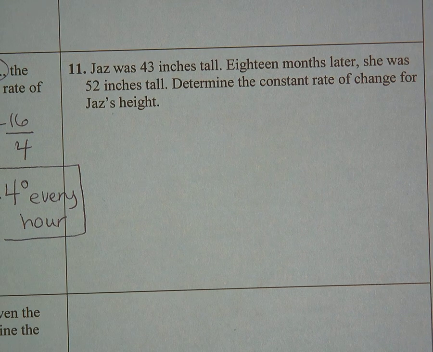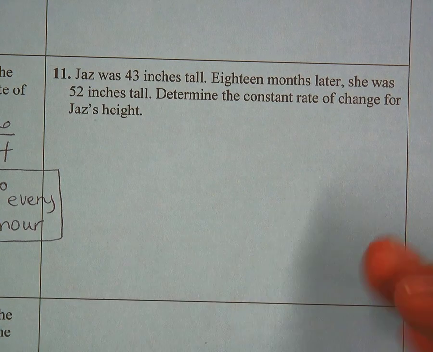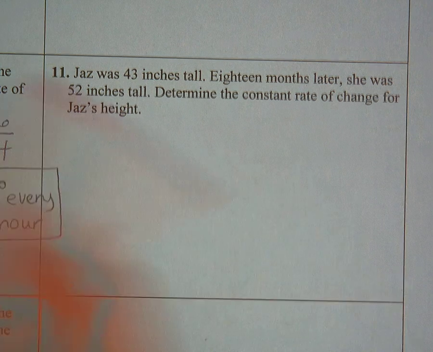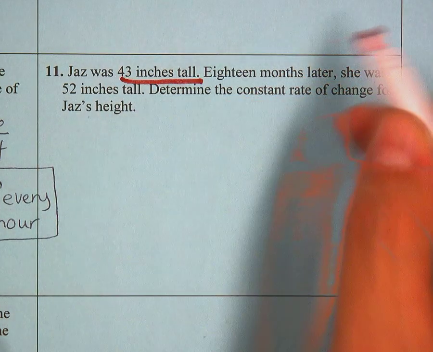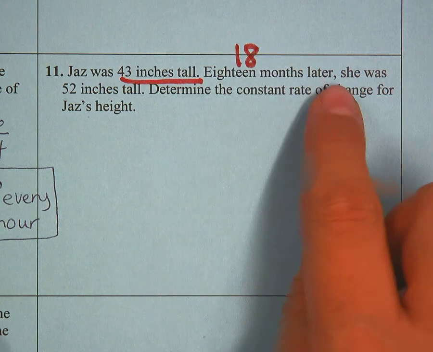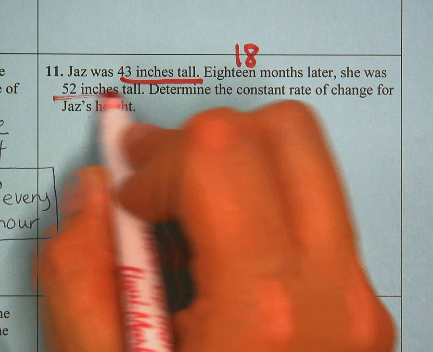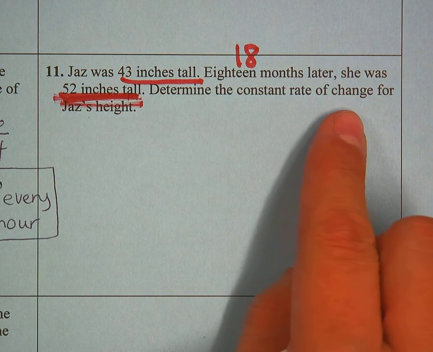Again, looking at the homework, this is the constant rate of change homework. I wanted to look at number 11. I felt like that was probably the most difficult of all of them. It says Jazz was 43 inches tall. 18 months later, she was 52 inches tall, so that's important. Determine the constant rate of change for Jazz's height.